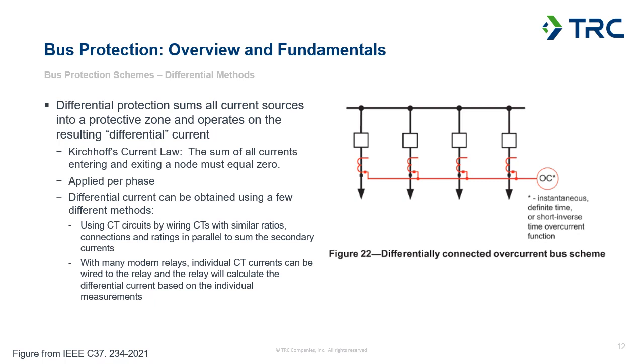With modern relays, or many types of modern relays, we're able to do it digitally as well. So we would wire each set of CTs individually to a relay and allow the relay to use its signal processing and mathematic capabilities to digitally sum the measured quantities based on their magnitude and angle. And ideally, again, our differential quantity would sum up to 0 amps when we have a non-fault condition.